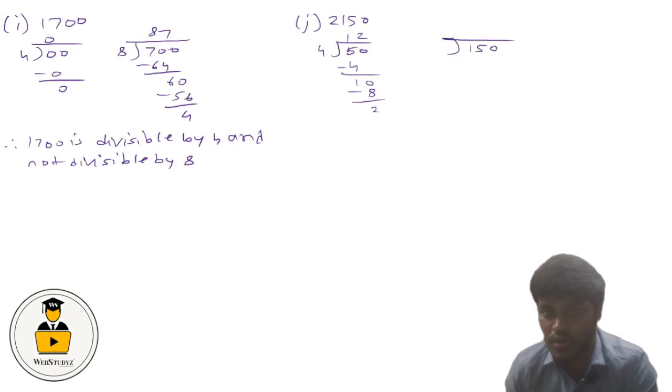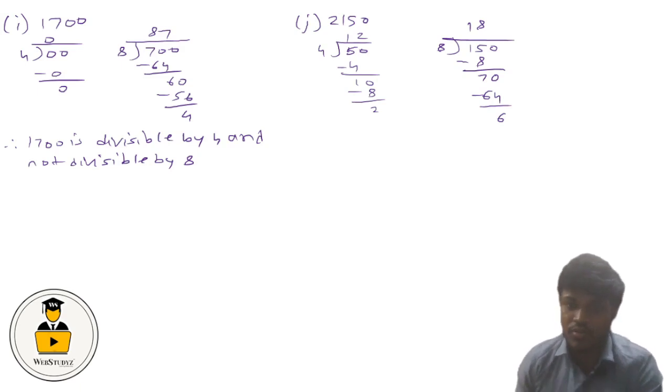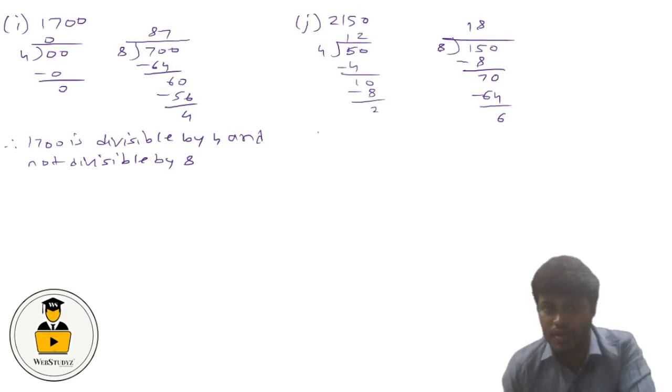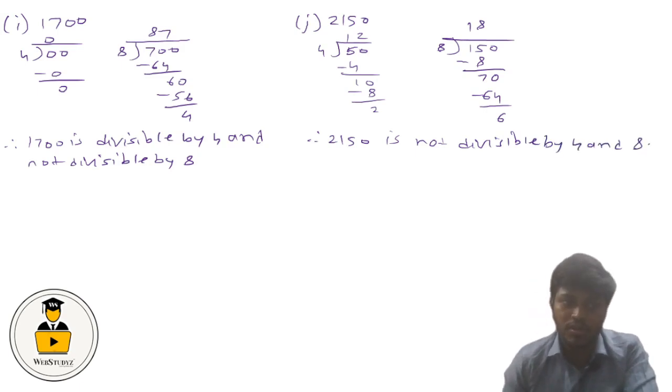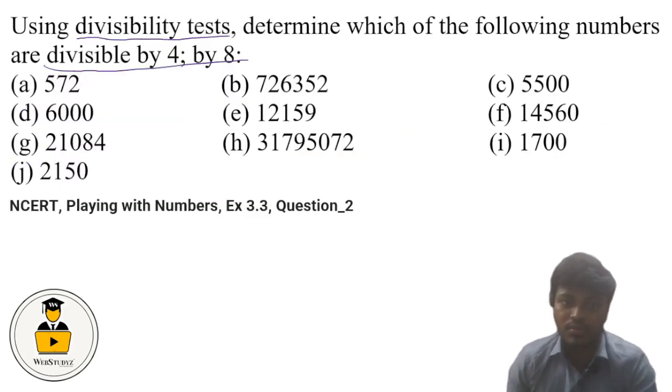Similarly, for 8, we will consider the last three digits. So 8 ones are 8. We are left with 7 and 0. 8 eights are 64. So we are again left with 6. So since it is not divisible by 4 and 8, we can write, therefore the number is not divisible by 4 and 8. In this question, we have used the divisibility test by 4 and 8 to check whether the given number is divisible by 4 and 8.